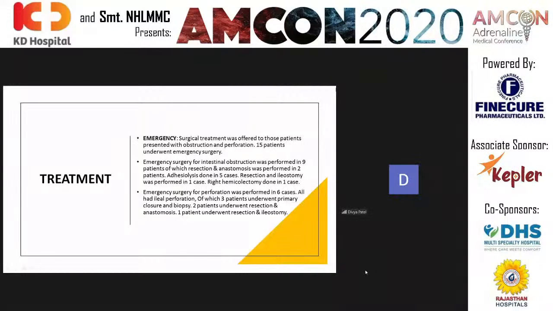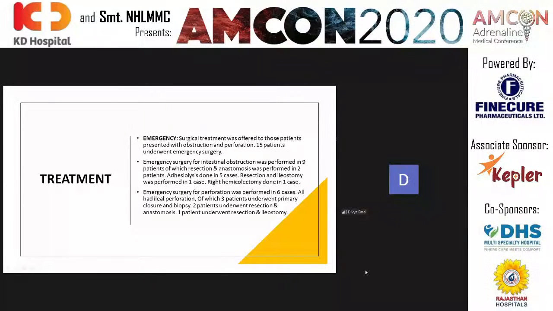Treatment. Emergency surgical treatment was offered to those patients presenting with obstruction and perforation. 15 patients underwent emergency surgery. Emergency surgery for intestinal obstruction was performed in 9 patients, of which resection and anastomosis was performed in 2 patients. Adhesiolysis was done in 5 cases. Resection and ileostomy was performed in 1 case, and right hemicolectomy was done in 1 case.